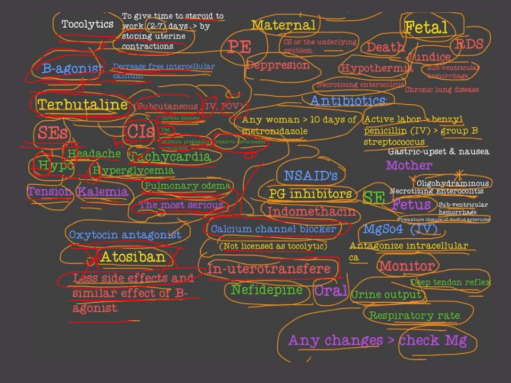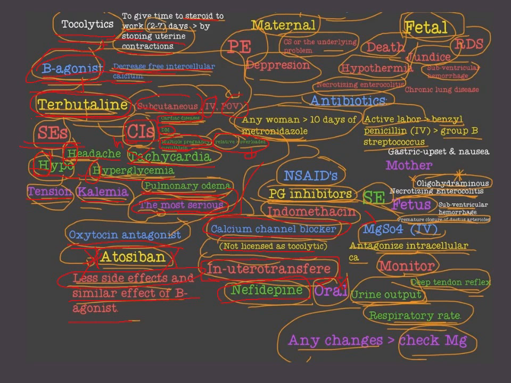What do we mean by in-utero transfer? Sometimes the patient is in preterm labor, so we have to postpone that for a small time, until we transfer her to a specialized unit. So we give nifedipine, which is the calcium channel blocker, by oral administration, and this is in-utero transfer. So this is the third tocolytic after beta-agonist and oxytocin antagonist, calcium channel blocker.